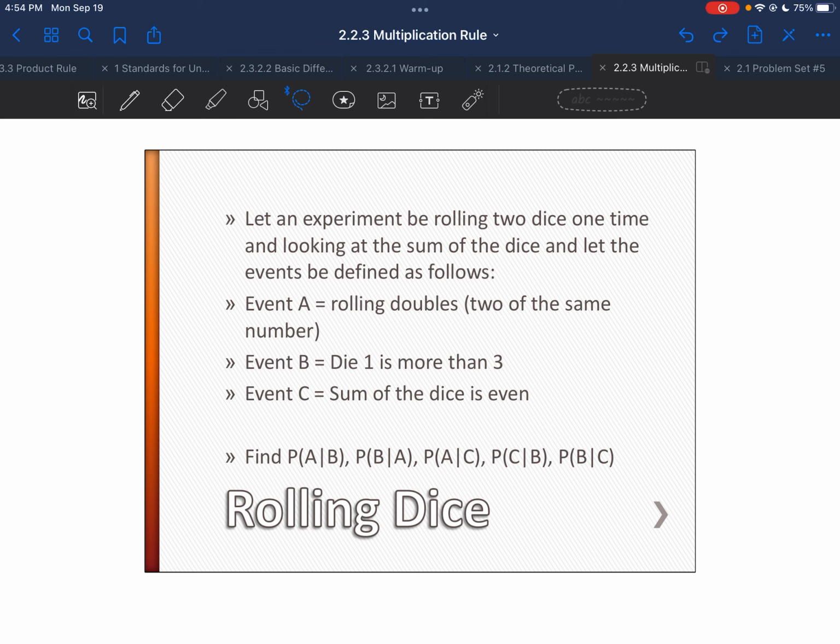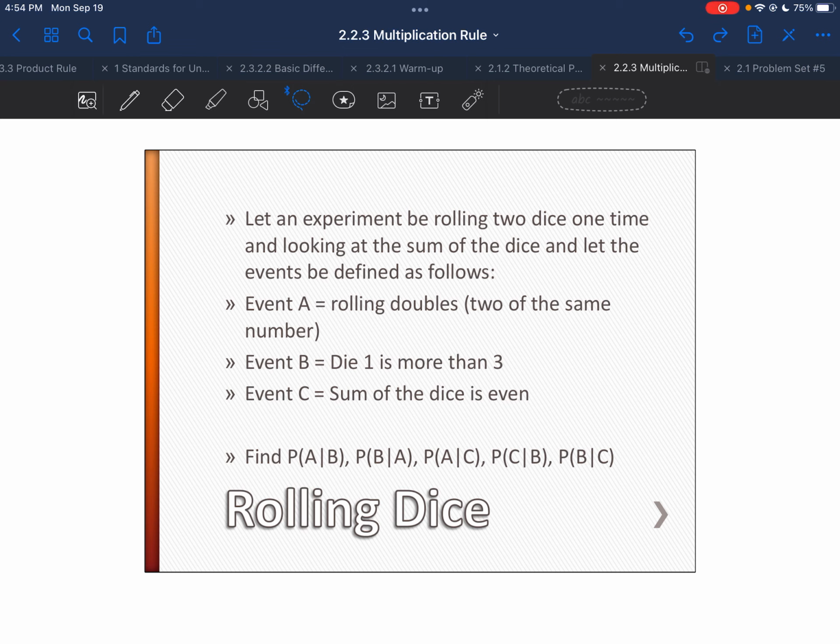Hi everyone. In this video, I want to go through a few more examples of conditional probability, this time without the multiplication rule. So these are not two events happening one after another. Instead, we're going to have an experiment where we're rolling two dice one time, and we're just looking at the sum of the dice. So event A is rolling doubles.